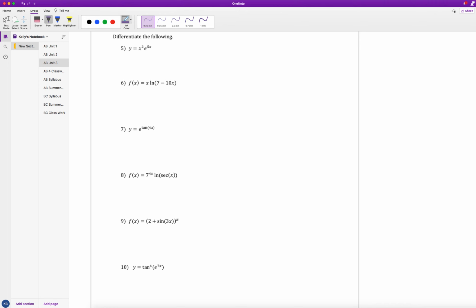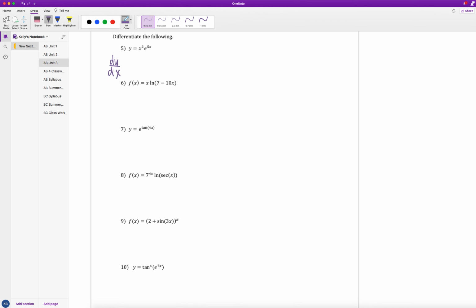So let's look at example 5. We have y equals x squared times e to the 5x. What rule or rules do you guys think we're going to have to use to take our derivative here? So for this guy, we're going to need a product rule. We'll also use the power rule and a chain rule as well. So let's find our derivative.